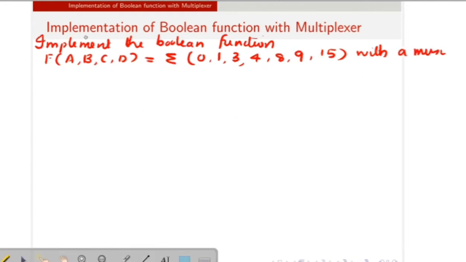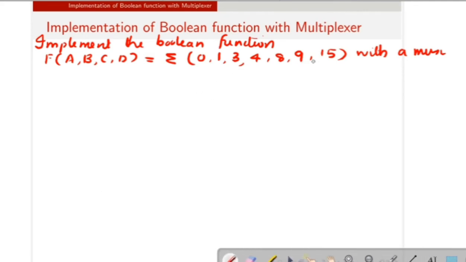Right? Our second question is implement the Boolean function F of ABCD is equal to sigma 0, 1, 3, 4, 8, 9, 15 with a multiplexer. Right? So here there are 4 variables. So among the 4 variables we select 3 of them as the selection lines. If there are 3 selection lines for the multiplexer, then we can implement this with a 8x1 mux. Right? 2 raised to 3 is equal to 8. So there are 8 input lines for the multiplexer. Right? So next we can draw the truth table of this Boolean function.